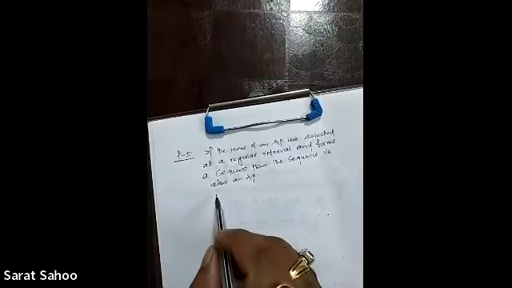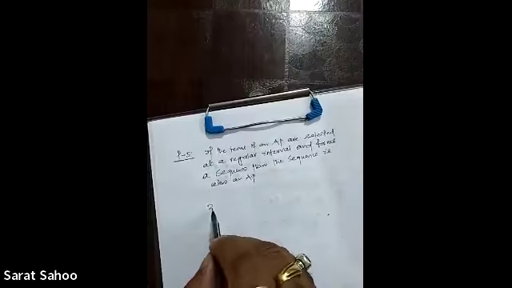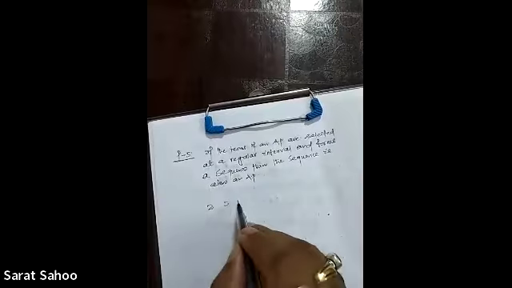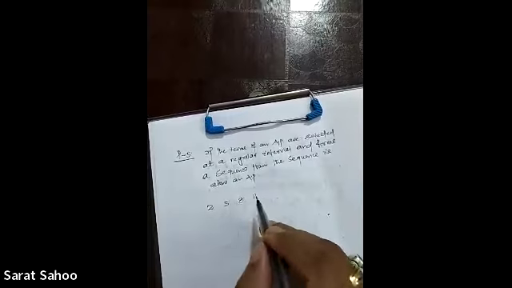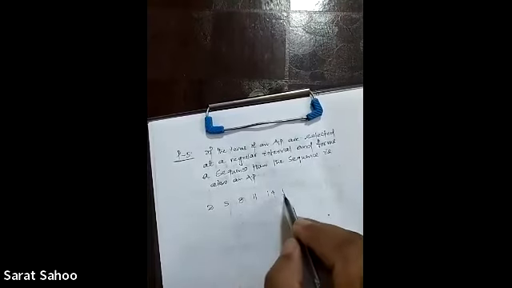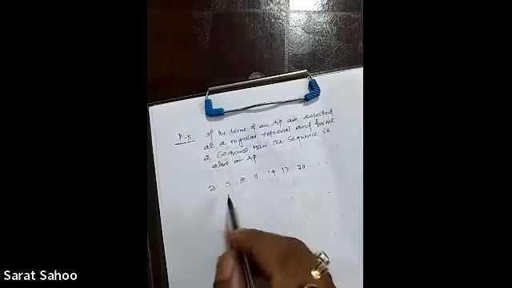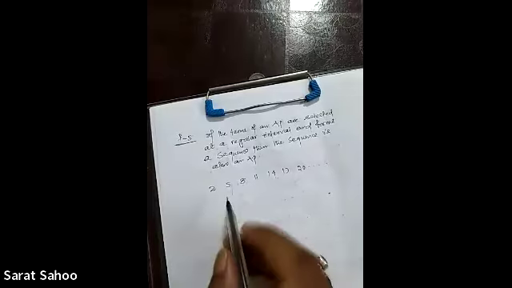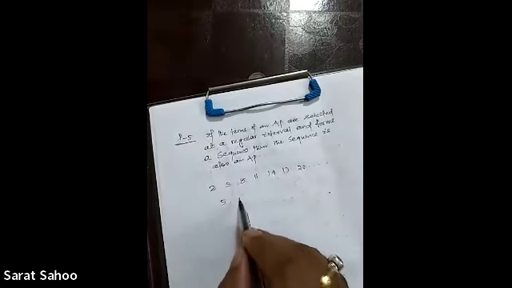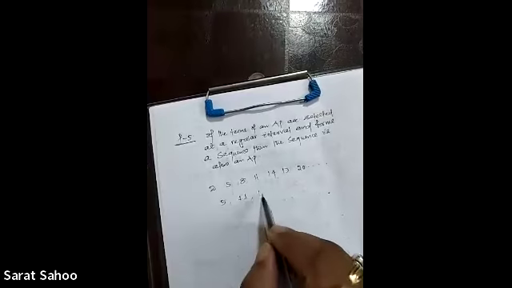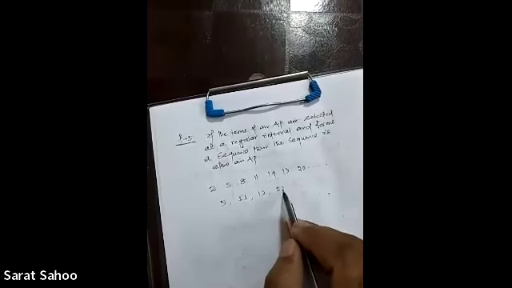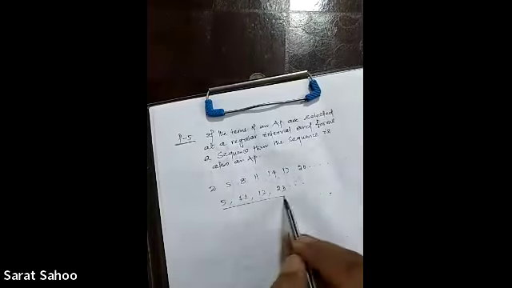For example, let us take a particular AP, let it be 2, 5, 8, 11, 14, 17, 20. Okay. Now select the terms after one term. Let it be 5, then 11, then 17, then 23. Okay. So this is also an AP.